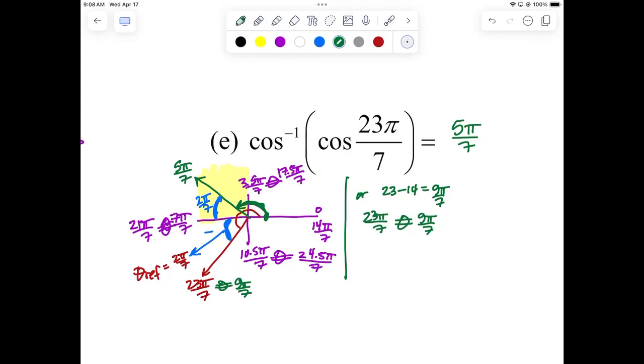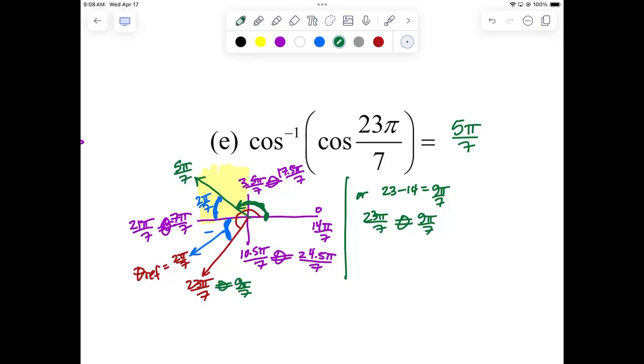Or you could do what I did on the right-hand side of the column. You just know it's more than one rotation. So 23 minus 14, you get 9 pi sevenths. So 23 pi sevenths is coterminal with 9 pi sevenths. Where does 9 pi sevenths live? It lives between 7 and 10.5. How far is it from 7 to 9? 2 pi sevenths. And then once you have the reference angle for cosine, you got to get into quadrant 2 typically, and so it's going to be pi minus that answer.